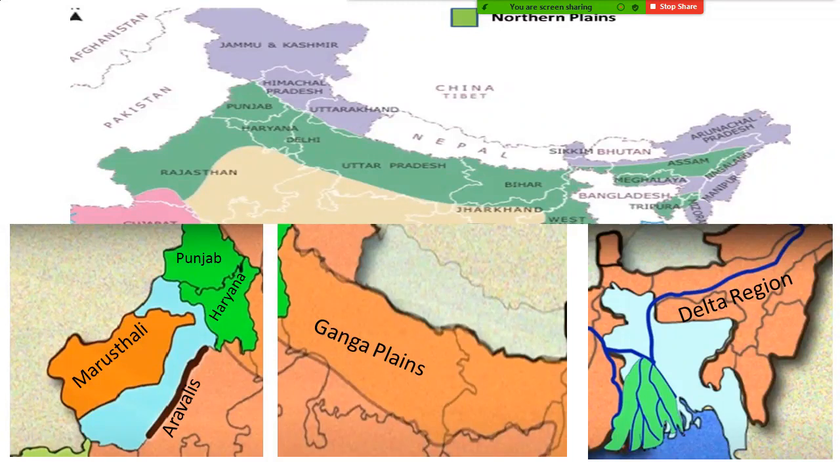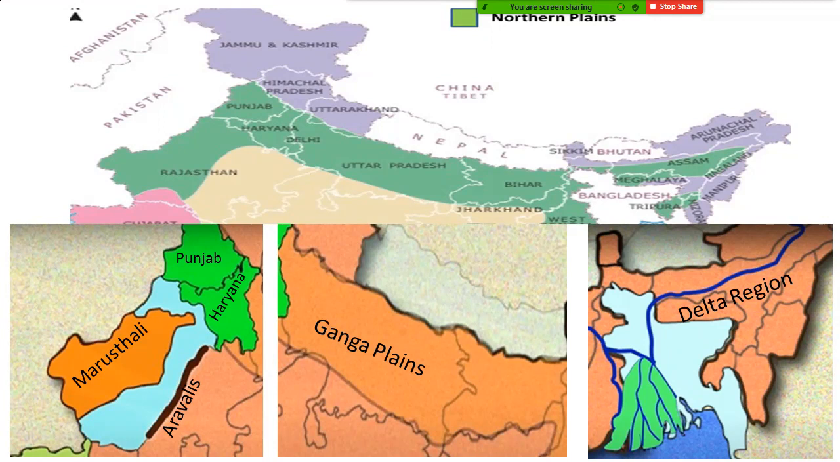The part to the east of the Aravallis is called the Ganga Plains because the Ganga Basin lies over here. Further east, where the river Ganga and Brahmaputra meet, the plains form a delta system called the Sundarbans. A delta is a triangular region formed at the mouth of a river because of alluvium that is deposited there.